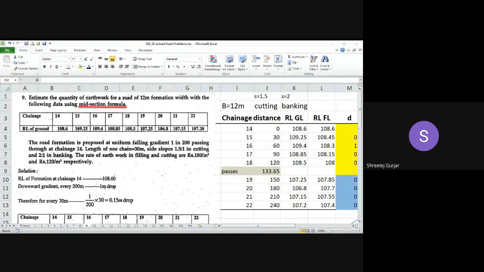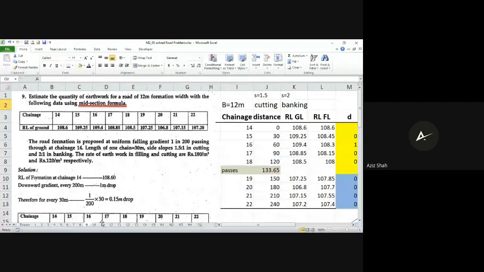Okay, so you do not lose focus. Tell me if I'm going fast, I'll slow down. If you think I'm going fast, just let me know. No, sir. Okay, now we are done with the 8th one. Shall we move on to the 9th one?